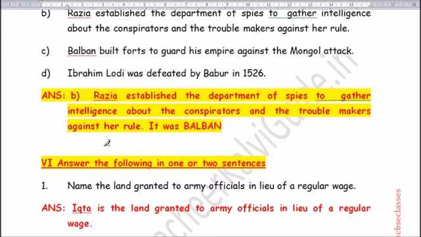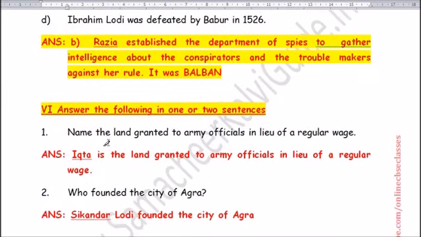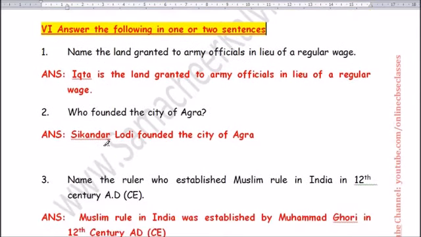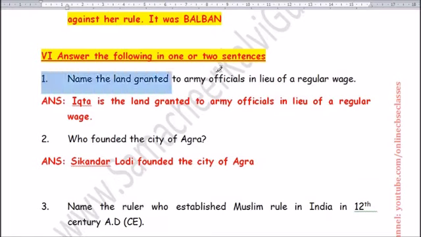Moving to Roman number 6, answer the following in 1 or 2 sentences. Question number 1. Name the land granted to army officials in lieu of a regular wage. The answer is Ikta. Ikta is a land granted to army officials in lieu of a regular wage.